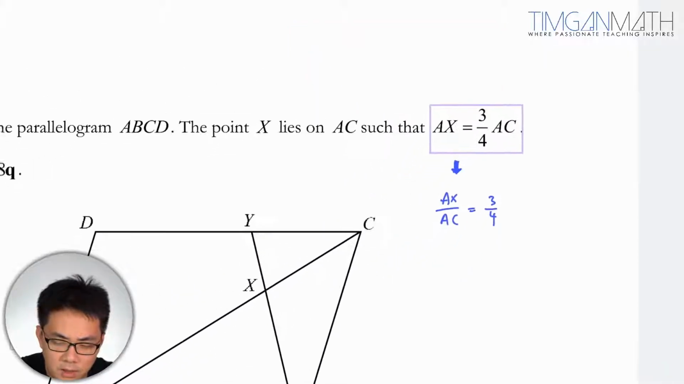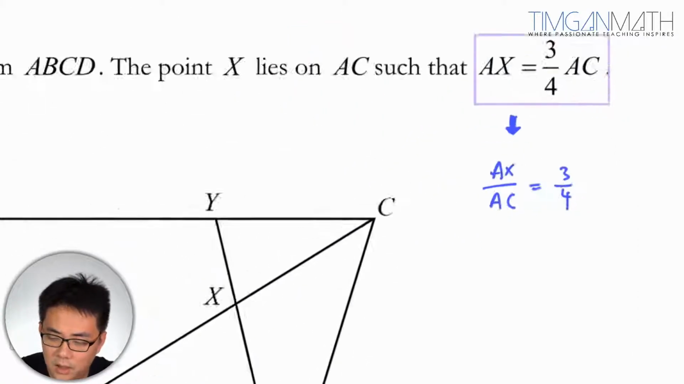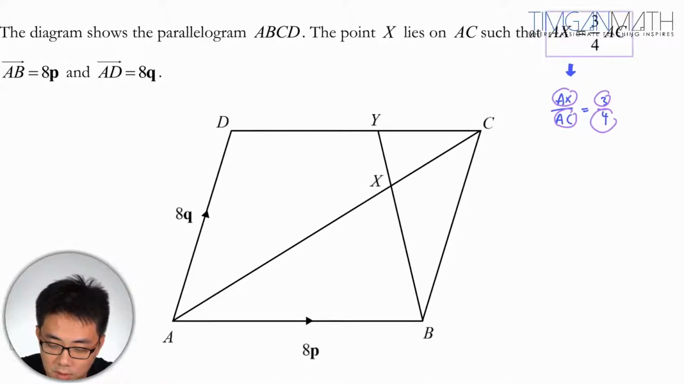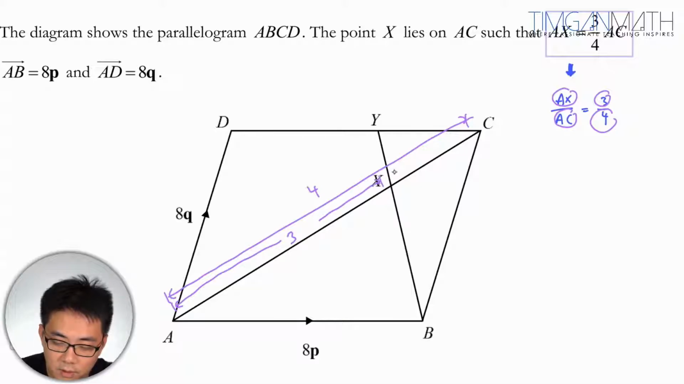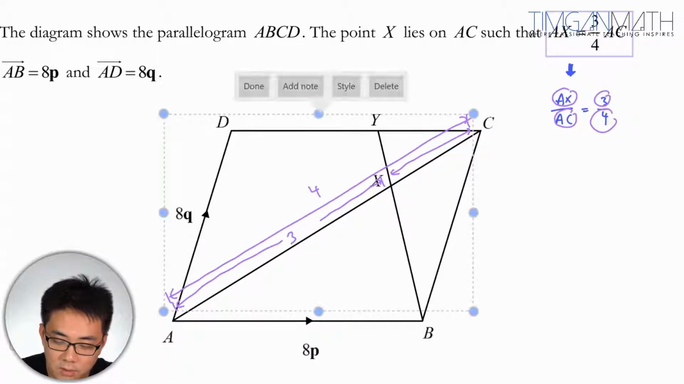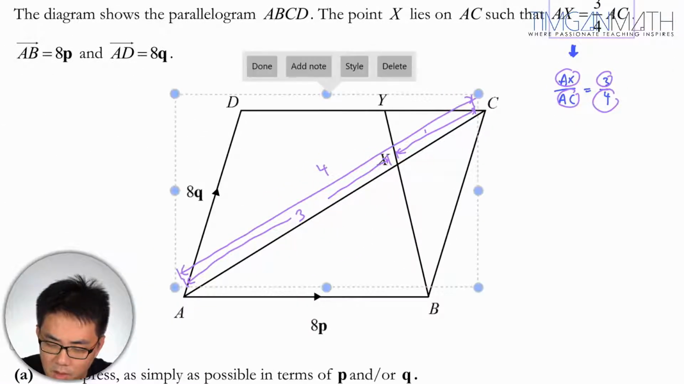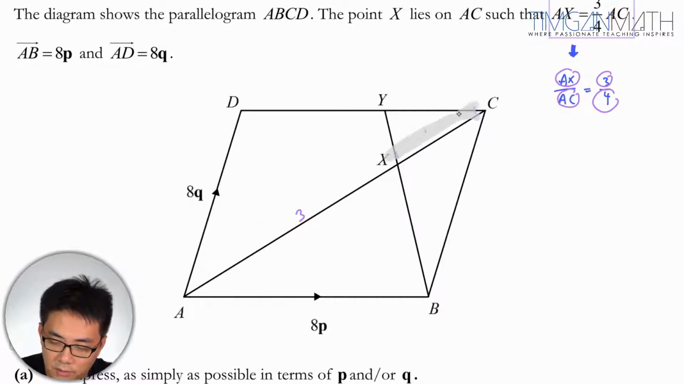Okay, so from here, what you could tell is actually AX is 3 and AC is 4. AC is this whole thing here, which is actually 4. So if this is 3 and that is 4, this will be 1. Okay, so we know that the ratio here will just be 1. So that's pretty okay. So let me just write this down. 3 and 1. Okay, good.